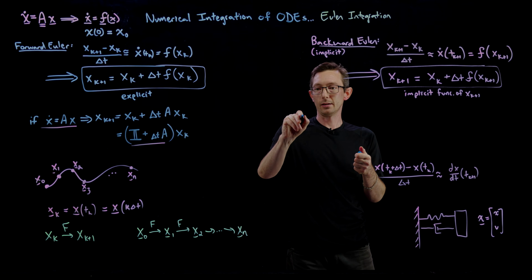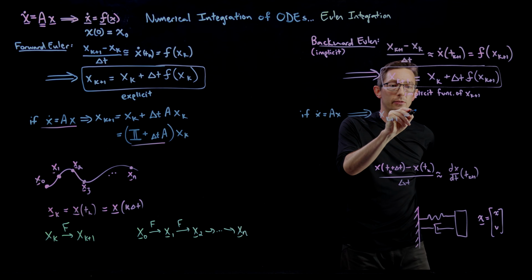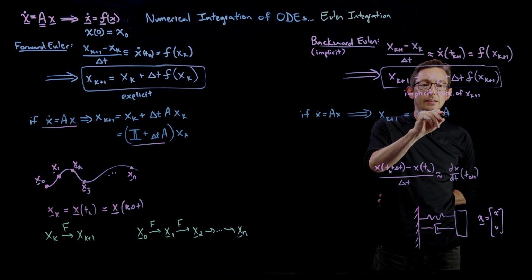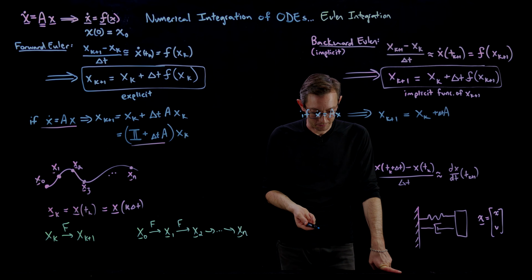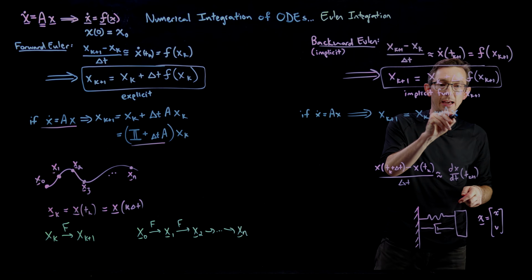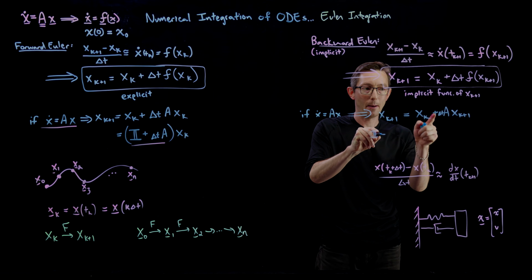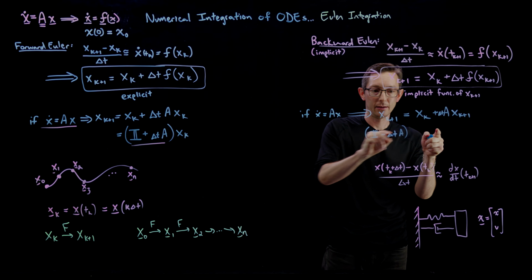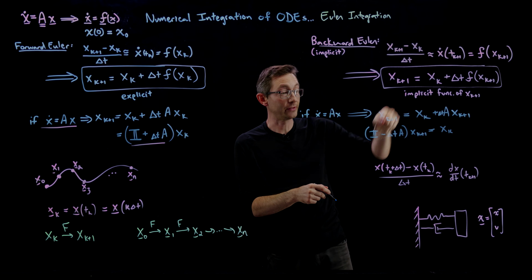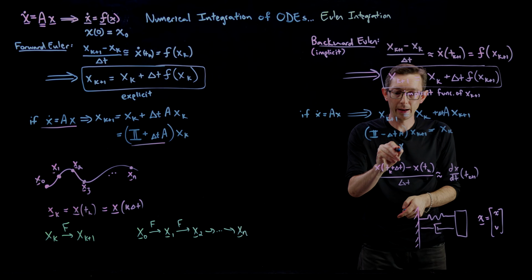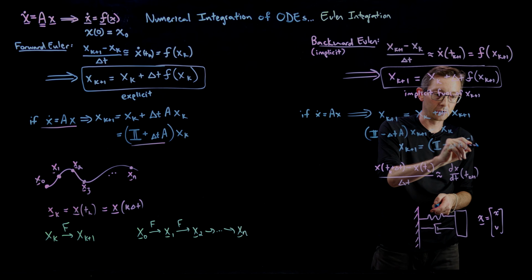So here, similarly, if x dot equals ax, then again I would have xk plus 1 equals xk plus delta t a delta t times xk plus 1. Now I could move this over and write this as identity minus delta t a times xk plus 1 equals xk. And if this was linear dynamics, I can solve this implicit equation by just dividing this matrix over. And I get xk plus 1 equals identity minus delta t a, inverse, times xk.